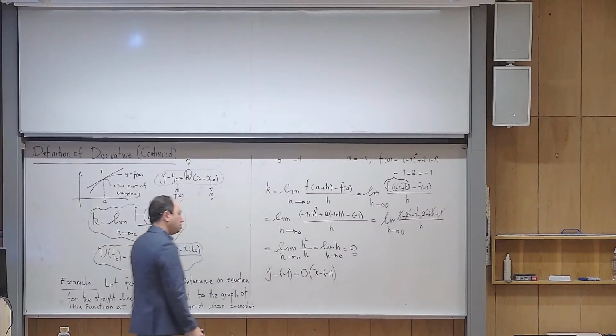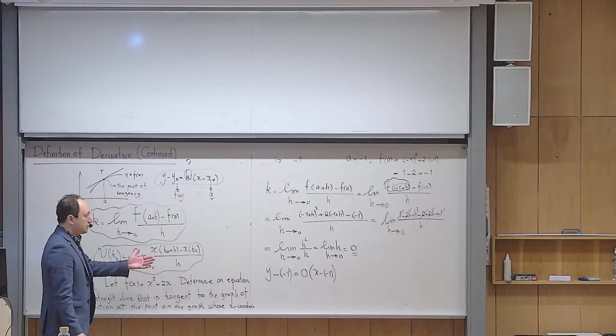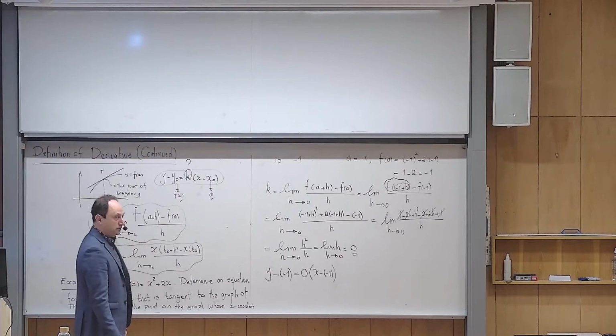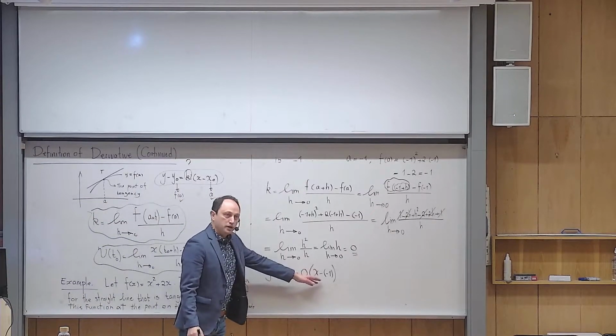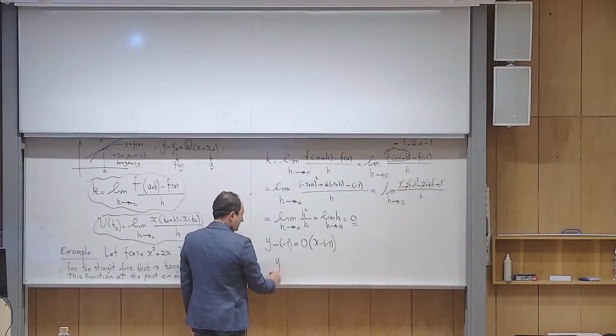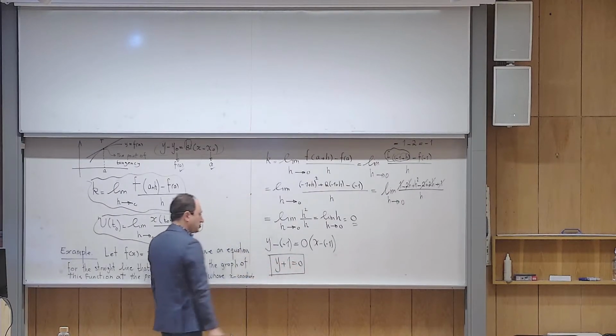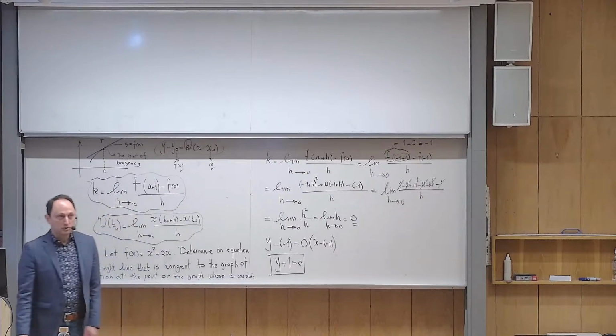This is an equation for my tangent line, but no one leaves it like this because I can simplify it quite a lot. 0 times anything is just 0, and then y plus 1, this becomes y plus 1 equals to 0. So this is an equation for your tangent line.